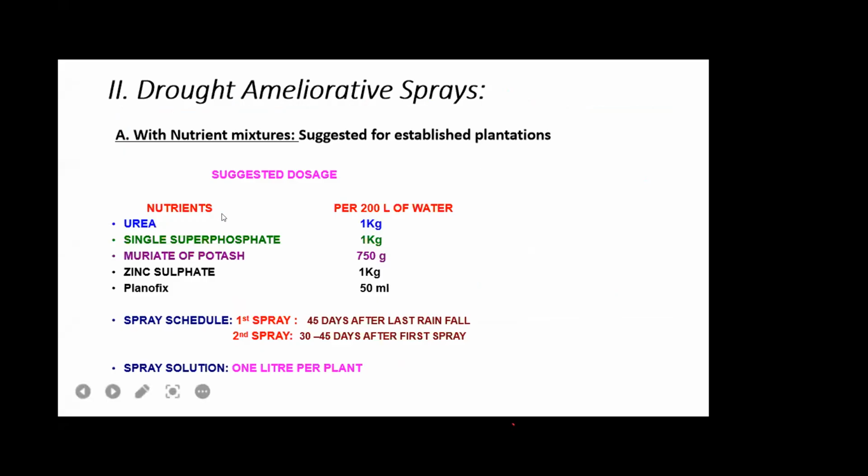It is only some nutrients. You have to take urea 1 kg, SSP 1 kg, muriate of potash 750 grams, zinc sulfate 1 kg, and Planofix 50 ml. You have to dissolve this in 200 liters of water and simply spray it on the robusta coffee, concentrating on the lower surface of the leaves.